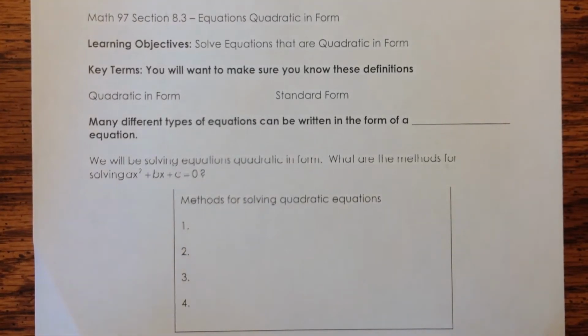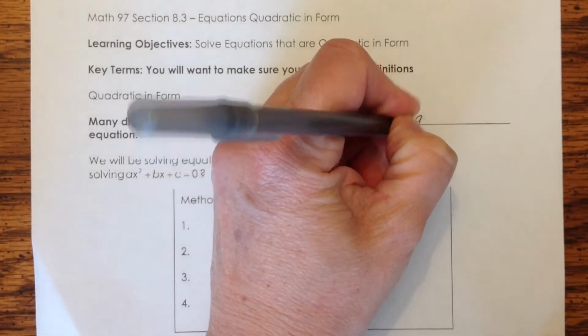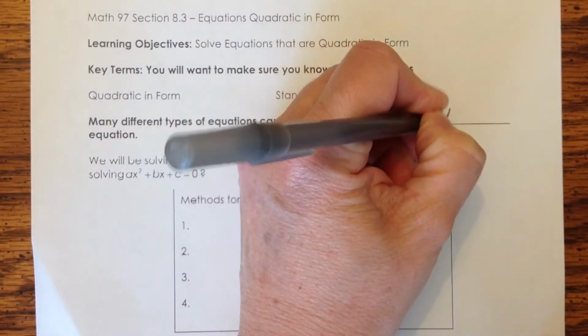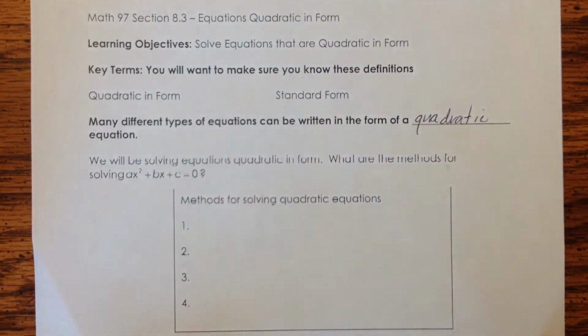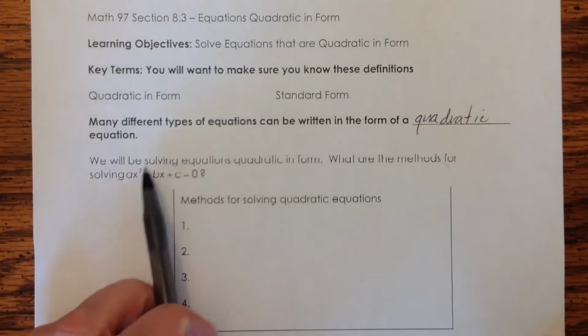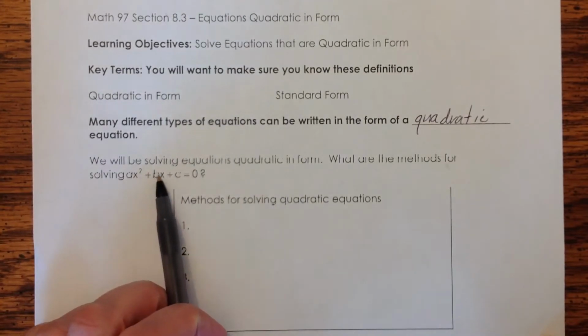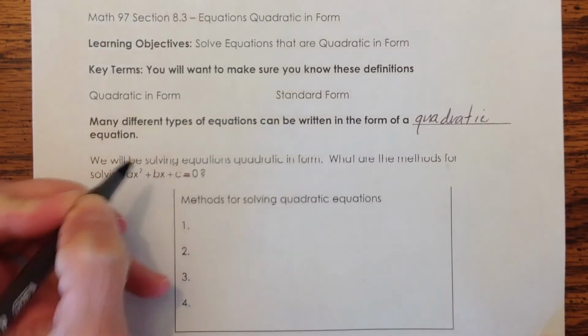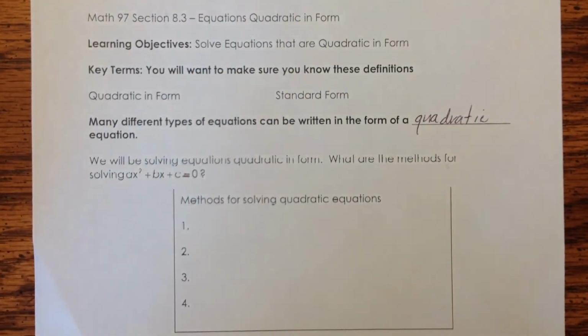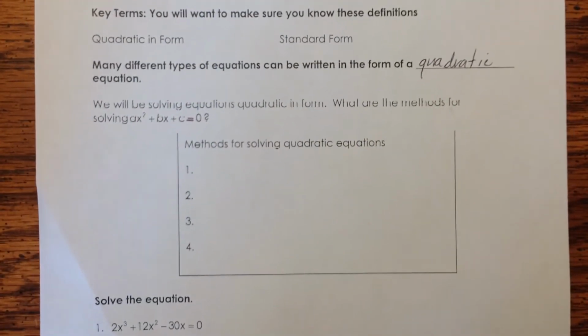Alright, this is section 8.3, and we're going to look at equations quadratic in form. So many types of equations can be written in the form of a quadratic equation. So remember, ax squared plus bx plus c equal to 0 is a quadratic equation, and we've learned 4 methods to solving such an equation.